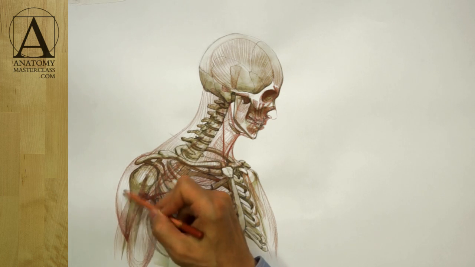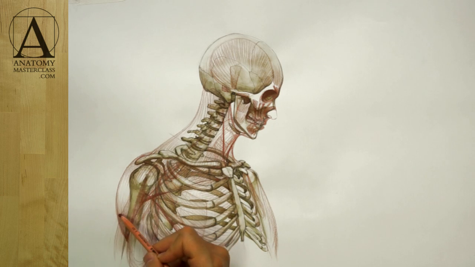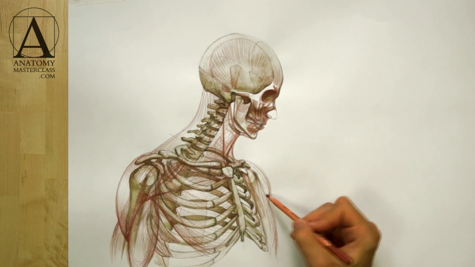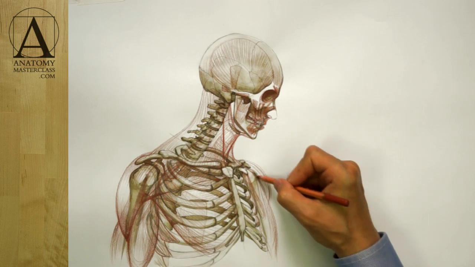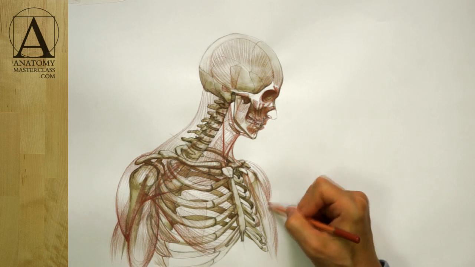This concludes the review of the main muscles of the head, neck, shoulders, and upper torso. In the next video lesson, I will show you how to use this anatomy knowledge for drawing a realistic portrait.